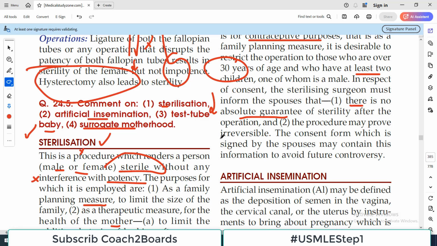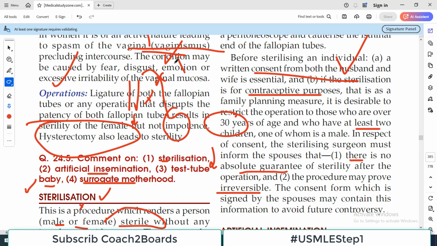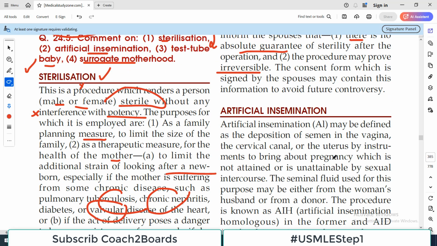And the procedure may prove irreversible. That is, it's not that you got the procedure done today and tomorrow come back and say now I want babies. It may be that this is not possible again at all. So you have to make these things very clear and get it signed as a part of the consent.